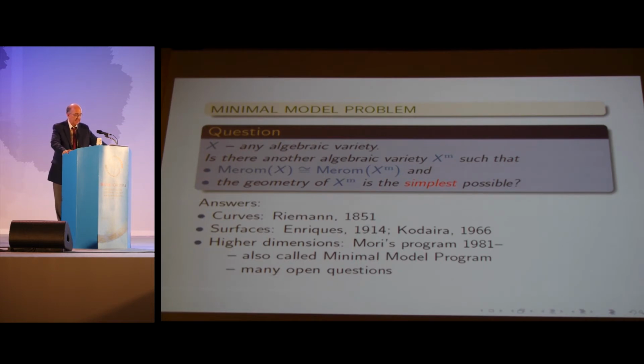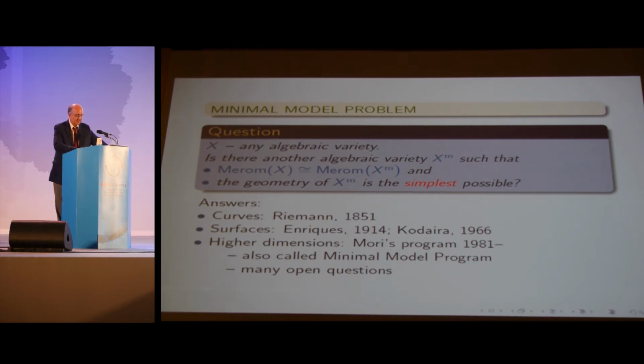Now, the answer that we have to start with for curves, I already mentioned, was proved by Riemann, and it took quite some time to figure out what to do with algebraic surfaces. There is this very unfortunate terminology that we like to count complex dimensions. So for us, a Riemann surface is an algebraic curve. So when I say something is a surface, that is locally like C2.